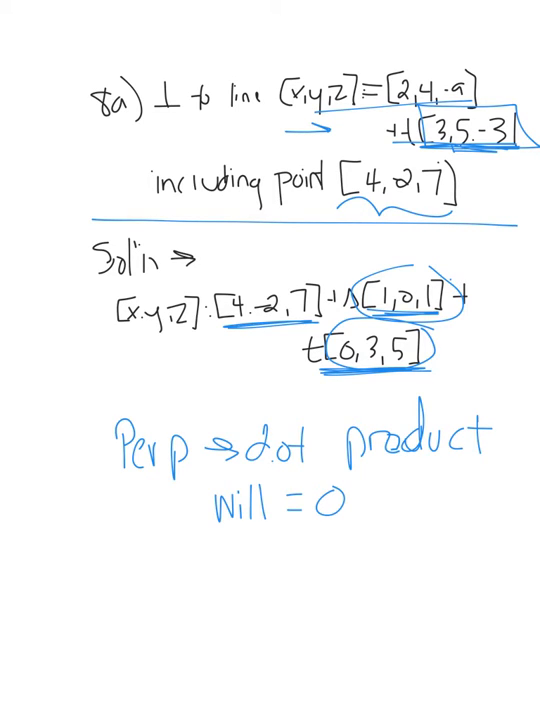So as long as when you do the dot product of this first direction vector and this second direction vector, as long as that dot product is 0, your answer will be correct.